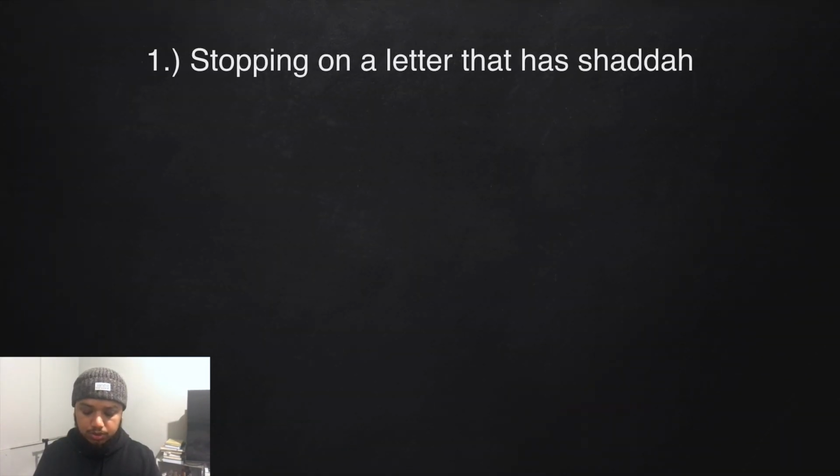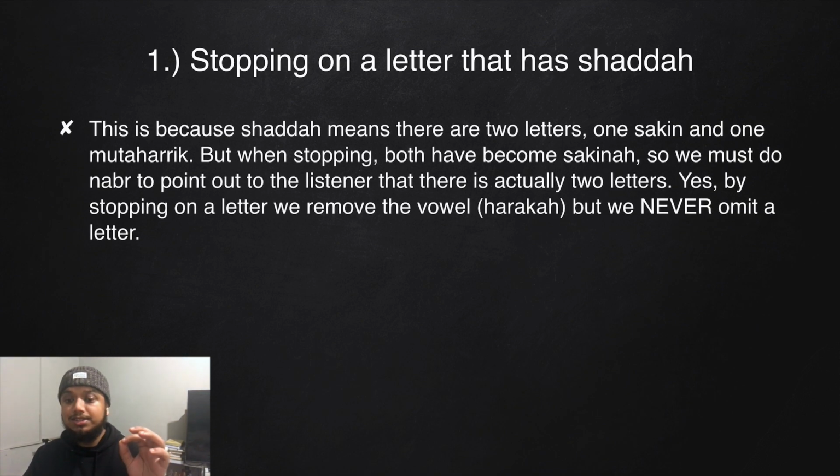So situation number 1 for nabr is when we stop on a letter that has a shaddah. This is because shaddah means there are 2 letters. We've covered this previously. Whenever we have shaddah, it means there is one letter that is sakina and another that is mutaharrika. But when stopping, both have become sakina. So for this reason we must do nabr in order to let the listener, and ourselves as a reciter, know that there are actually 2 letters there.